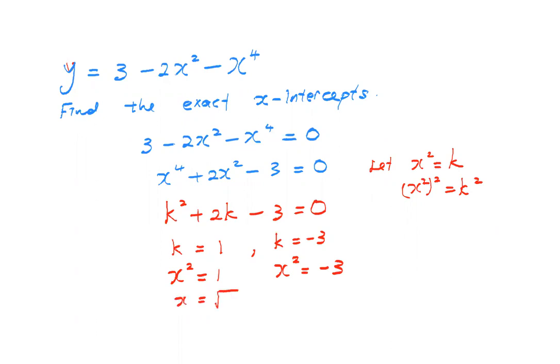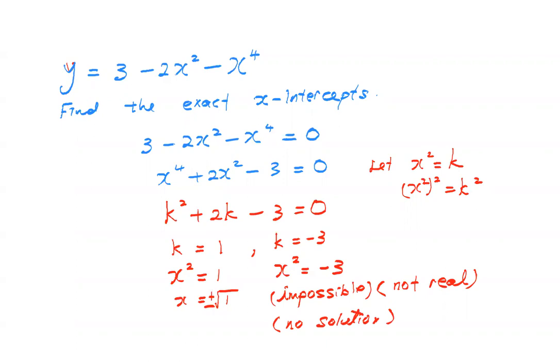This is the square root of 1, which is plus or minus 1, correct? This is impossible. Or if you don't want to write impossible, you say not real. Or I can say no solution. So depend on which word you want to use. It doesn't mean that everything has a solution, okay? So don't be too naive. All math questions have solutions? No. From now onward, please bear in mind. So there are only two x-intercepts, that is 1 and -1.